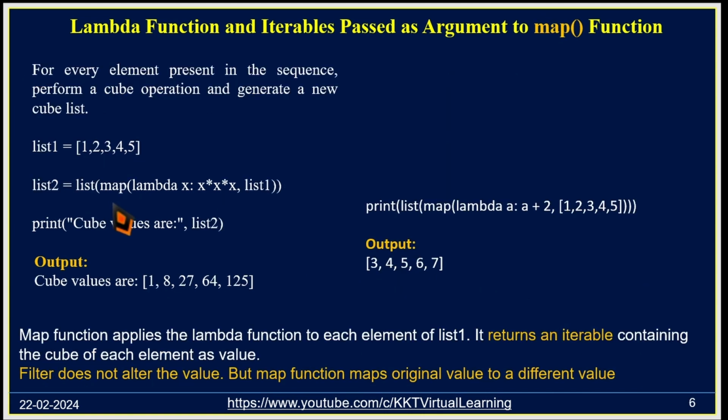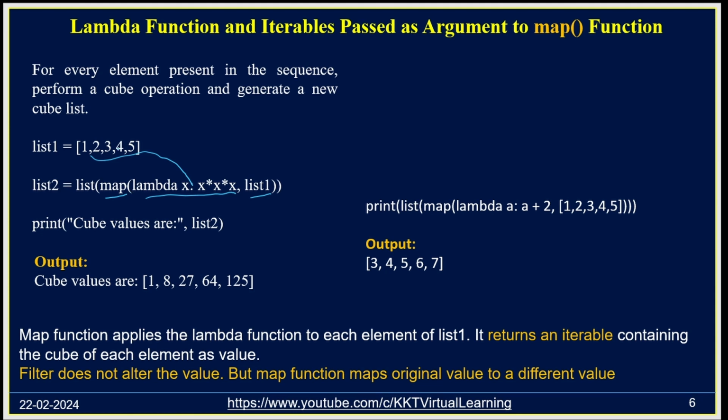The lambda function can also be used along with the built-in function map. Here the lambda function is passed as an argument and an iterable is also passed as an argument. The elements from the iterable, that is the list, will be passed to the lambda function one by one. First one will be passed, so 1 cube will be computed and returned by the map function. Then 2 will be taken, its cube will be computed and returned by the map function.